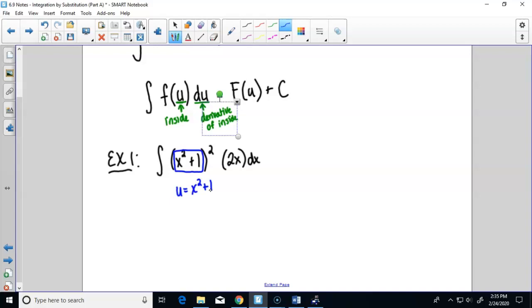Okay. Now, in order to take an integral, you must have your f of u, your function of u, plus you've got to have your du. So what I'm going to do right here is take the derivative of u. So I'm going to do du dx. The derivative of u with respect to x is going to equal 2x.